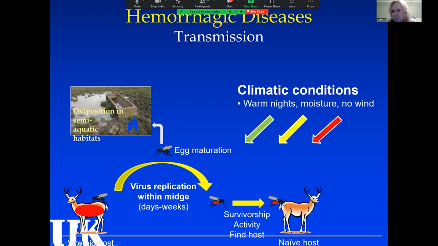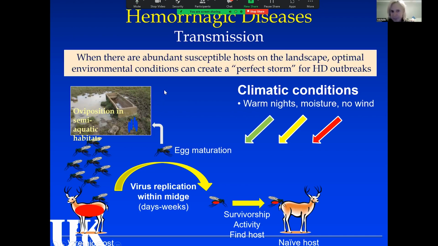So the midge bites the infected animal and then goes and bites one that's naive. So the climate conditions, warm nights, a lot of times these midges are more active at nighttime than during the day. It's usually not windy, and again, it's usually hot. The hotter the weather, the more of these diseases we see. So like this says, when there are abundant susceptible hosts, optimal environmental conditions can create a perfect storm for these EHD outbreaks.